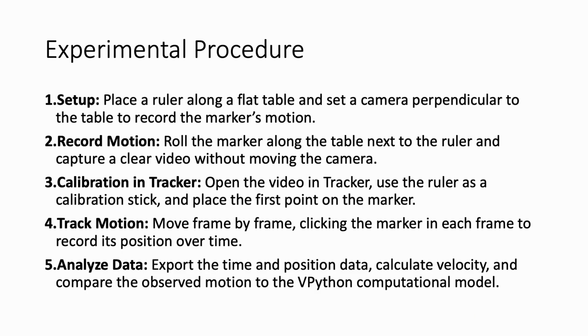Here is our experimental procedure. We set up first: we placed a ruler along a flat table and set a camera perpendicular to the table. Then we recorded the motion. Next, we calibrated in Tracker: we opened the video in Tracker, used the ruler as a calibration stick, and placed the first point on the marker. We tracked the motion by moving frame by frame and clicking the marker in each frame to record its position. Finally, we analyzed the data by exporting the time and position data, calculating velocity, and comparing the observed motion to the VPython computational model.